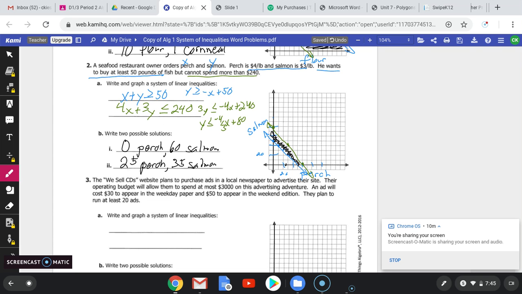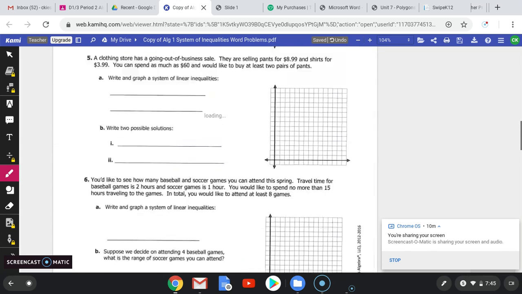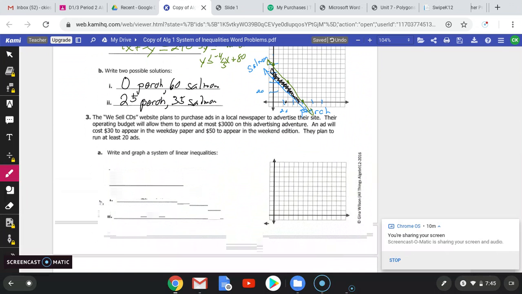Again, the best way to check just to make sure is to plug it in for x and y of your problem here. Let's look at another one. One more together here.